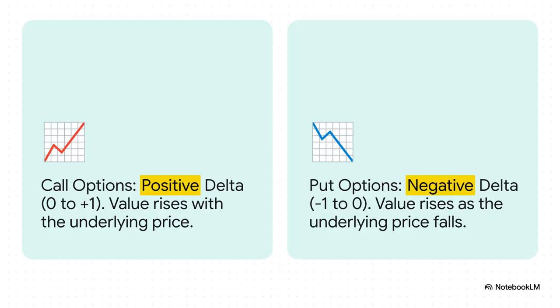And, of course, direction matters. A call option, that's your bet that the price is going to go up, will always have a positive delta, somewhere between 0 and 1. And a put option, your bet that the price is going to fall, will always have a negative delta, from -1 to 0. It's a perfect reflection of whether you're bullish or bearish.